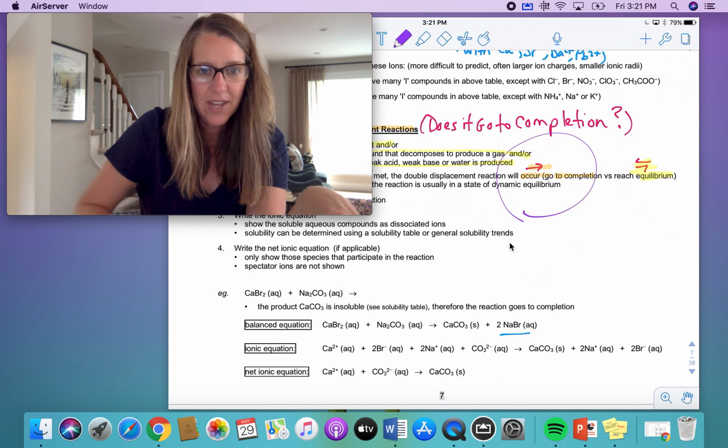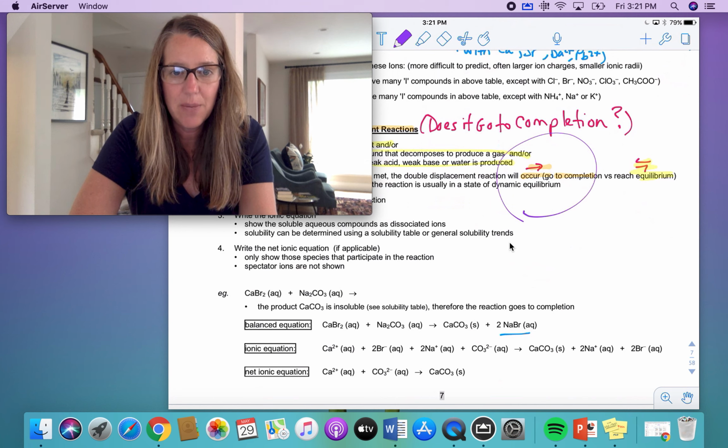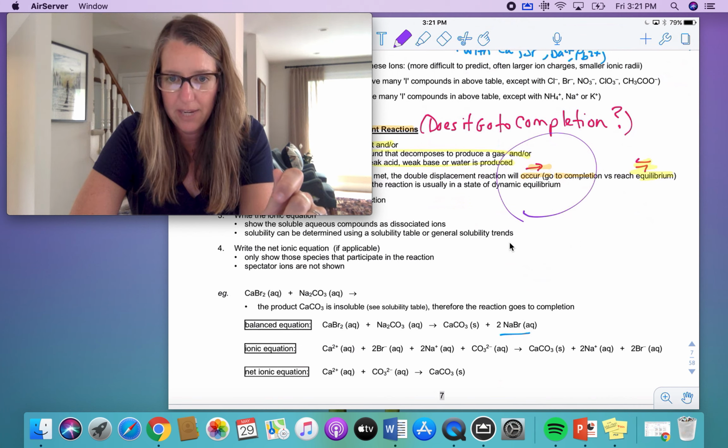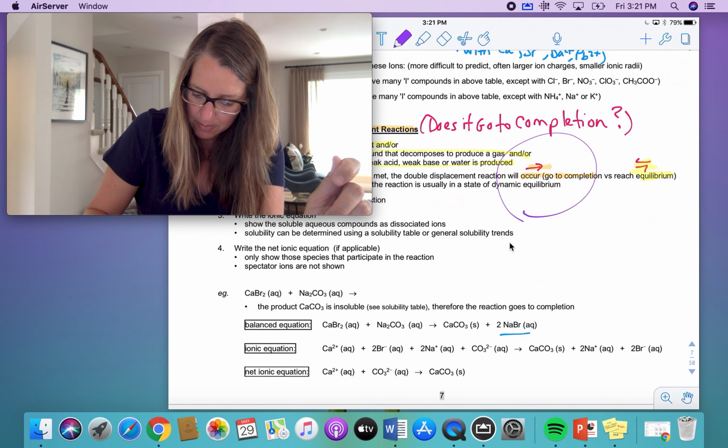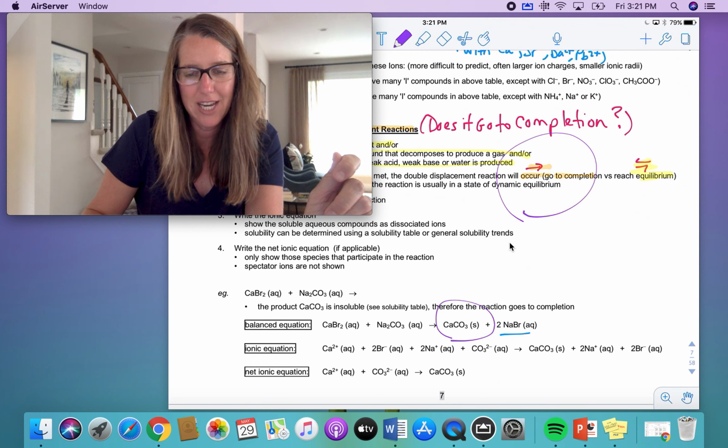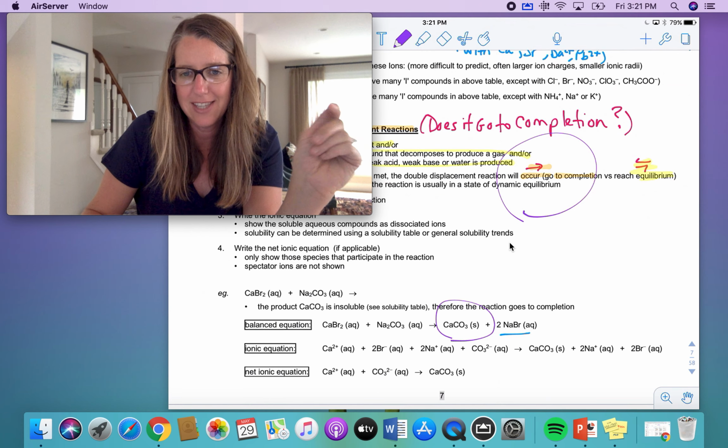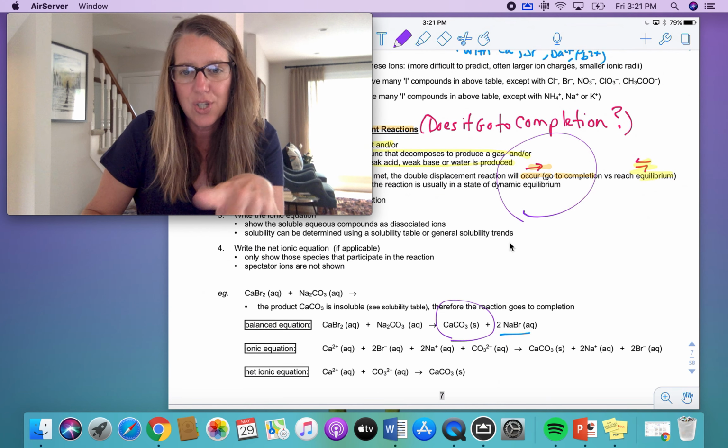So for the first one, calcium bromide and sodium carbonate. The product of these is calcium carbonate, okay? So you look it up in the list. Do we know if that's a precipitate or if it's aqueous? Yeah, we can see that it's a solid precipitate, so you're going to put an S there.